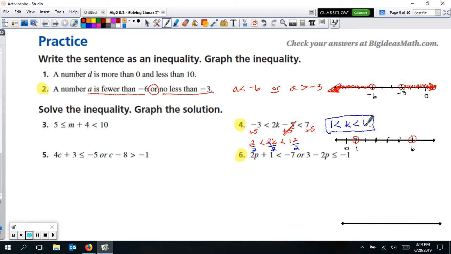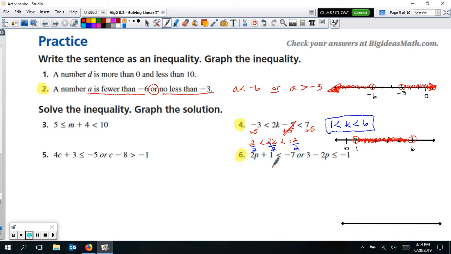We can always just double check. K is greater than 1. That's what it's saying from this direction. So greater than 1 definitely goes that way. K is less than 6, which is going to go this way. So you can see the shading does meet in the middle. Shading is in between. So remember, when it's like this, the shading should always be in between.